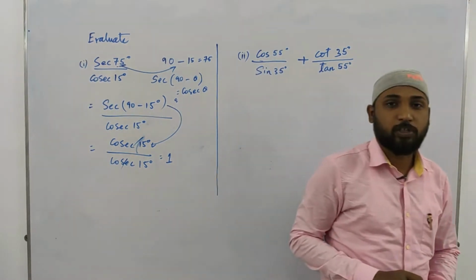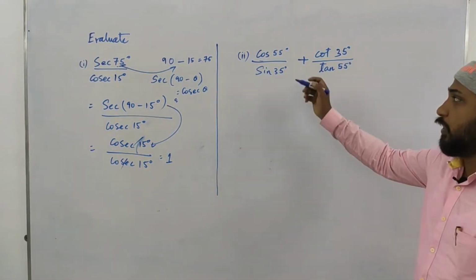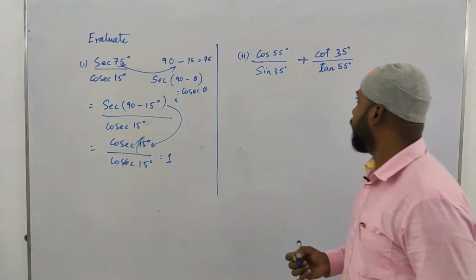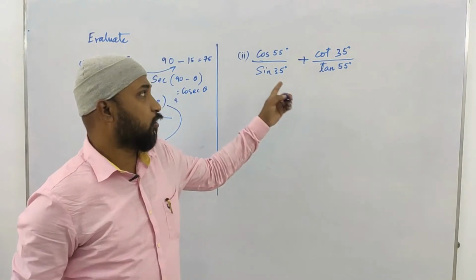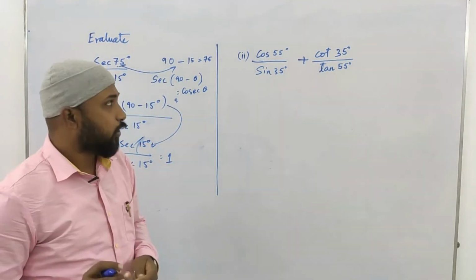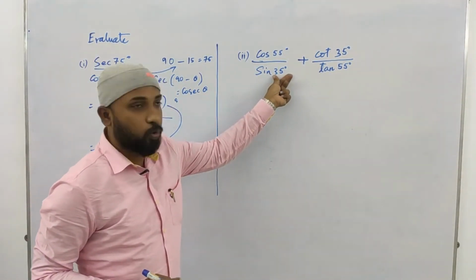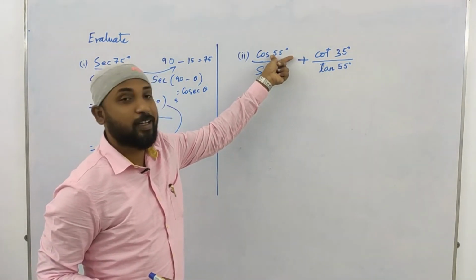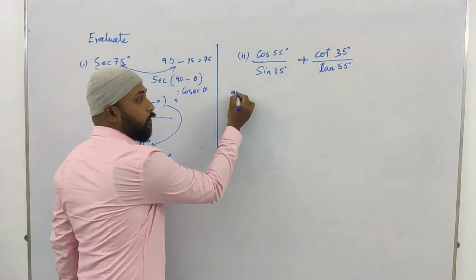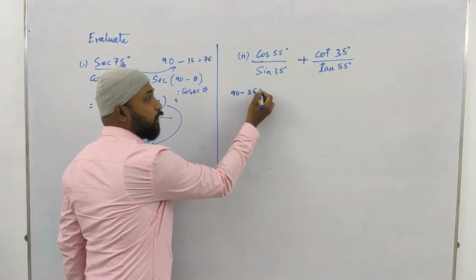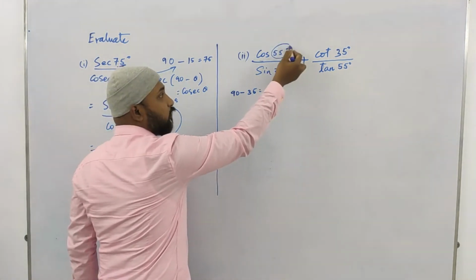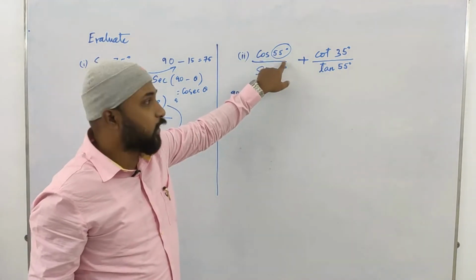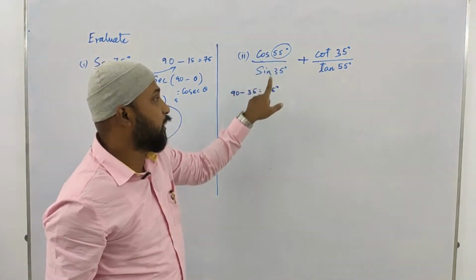You see, there is another question also, right? Over here we are having cos 55 by sin 35 plus cot 35 by tan 55. In this question also we need to evaluate its value. Remember one thing, if 35 is over here in the denominator, what you can do with the numerator is that you can write 90 minus 35. Whenever you do this 90 minus 35, you will always get the angle 55. And in place of this angle 55, you can write 90 minus 35.